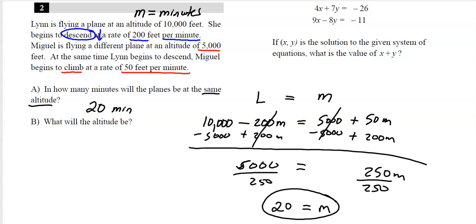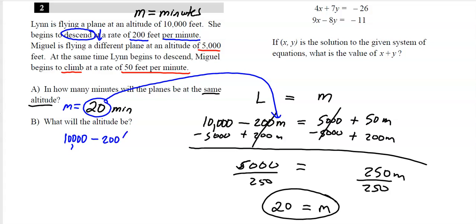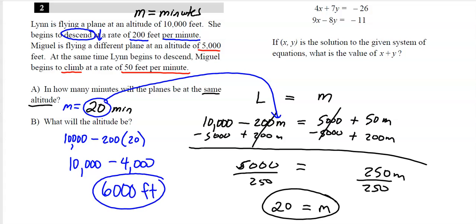Now, what altitude will it be? Well, I'm going to take this m equals 20, and I'm going to plug it into either equation, whatever one I want, and I'll find out the height. Should be the same in both of them. But 10,000 minus 200 times 20, well, that's 10,000 minus 4,000. So it looks like after 20 minutes, we are at 6,000 feet. And you get the same thing if you put the 20 in over here. You'd have 5,000 plus 1,000, which would also be 6,000 feet.